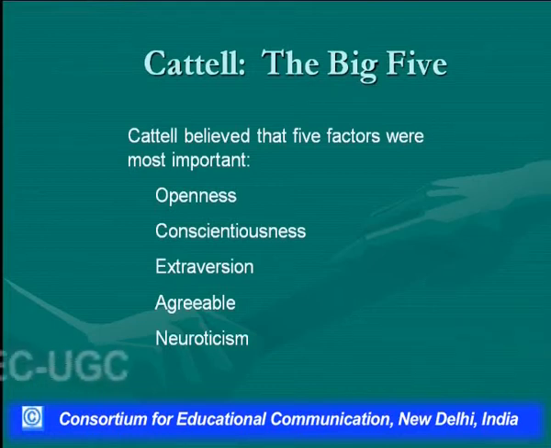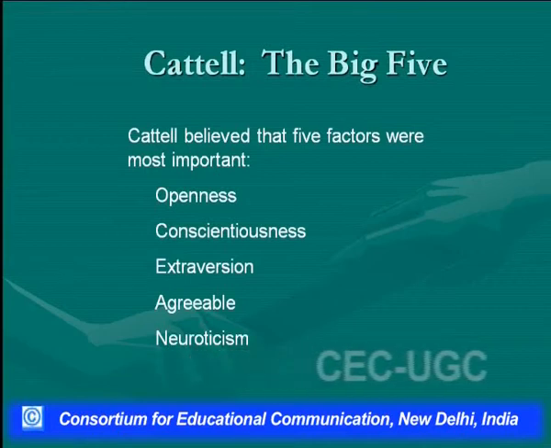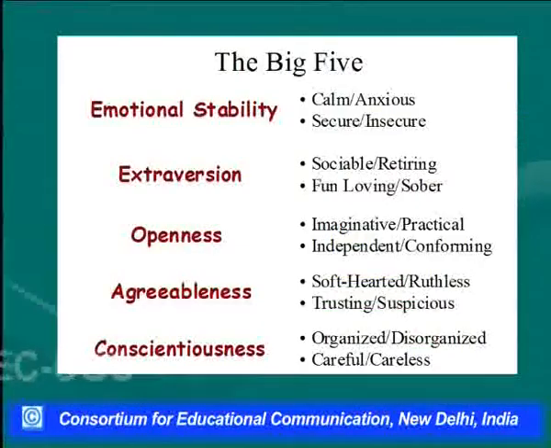The first is openness, then we have conscientiousness, extroversion, agreeableness and neuroticism. We talked about the big factors. These are very key factors which have to be kept in mind when personality theories are discussed. Are you emotionally unstable or emotionally stable? If you are emotionally stable, you become calm and secure. On the other side, if you are emotionally unstable, you become an anxious person and insecure. Because these are dichotomies, they are either or, not both.